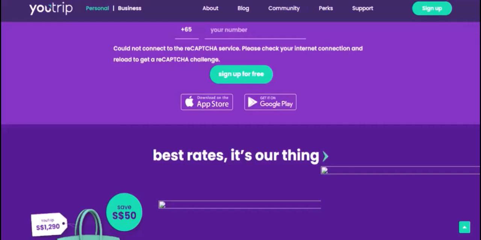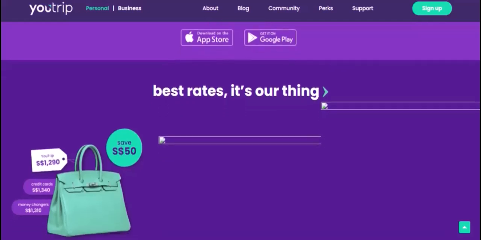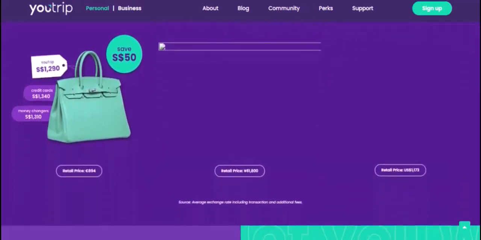Currency exchange limits. YouTrip allows you to exchange multiple currencies. However, there might be limits on the amount you can exchange in a single transaction or within a specific period. These limits are often influenced by factors like currency volatility and regulatory requirements.